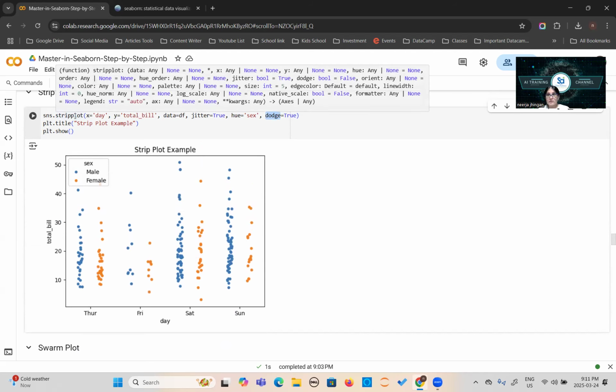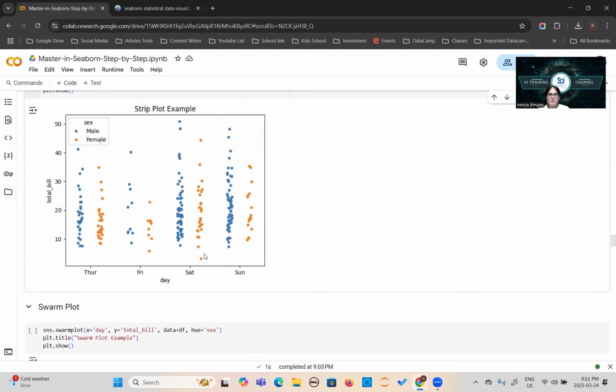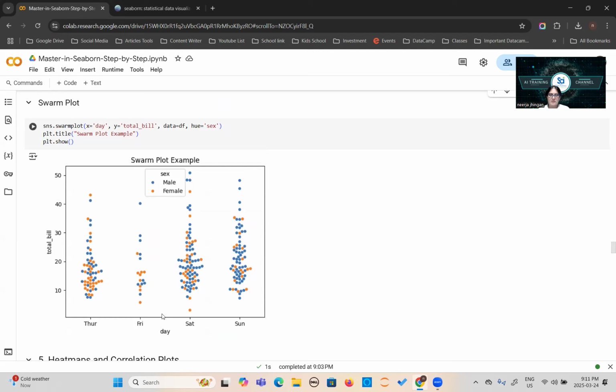If you don't want to overlap both data points, you want to separate them, at that time you need to go with the strip plot. If you are not worried about it and want to show it this way, then this is your choice. This is more suitable for the front end because it's more clear. Here your stakeholder may find difficulty looking at the data points like this.